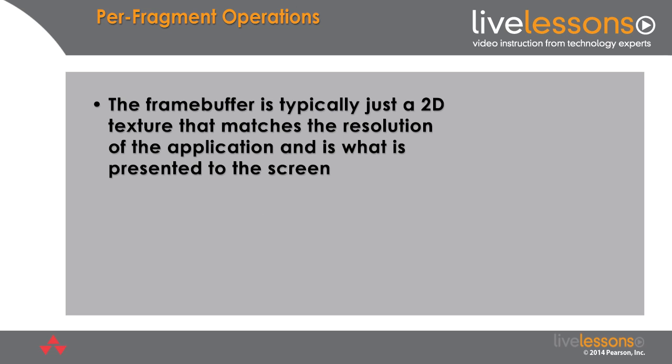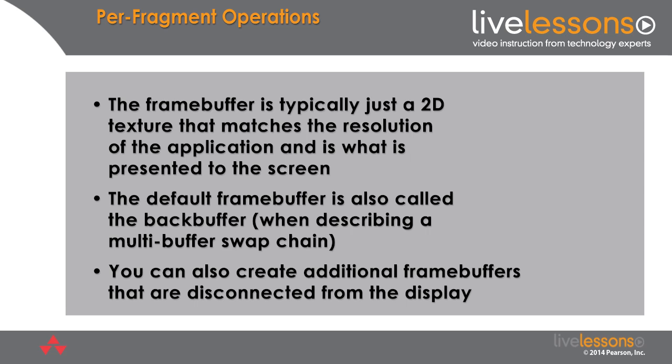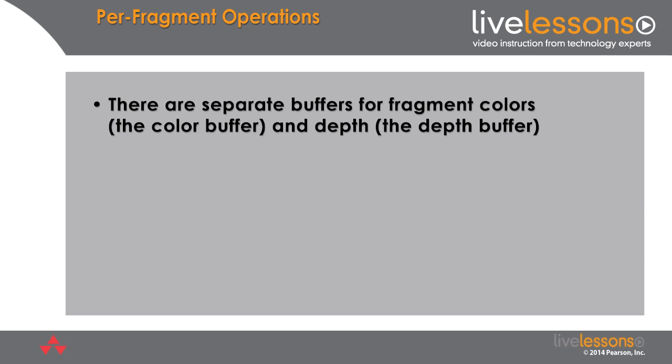The last stage in the pipeline performs per fragment operations and might write fragments to the frame buffer. The frame buffer is typically just a 2D texture and matches the resolution of the application in what's ultimately presented to the screen. The default frame buffer is also called the back buffer when describing a multi-buffer or swap chain, and is usually provided by the windowing system, GLFW so far in our examples. However, you can also create additional frame buffers that are disconnected from the display. Such frame buffers allow for off-screen rendering and post-processing effects. In fact, there are separate buffers for fragment colors, the color buffer, which we've already mentioned, and the depth buffer. And multiple buffers can be bound to the pipeline for simultaneously writing numerous pieces of information.